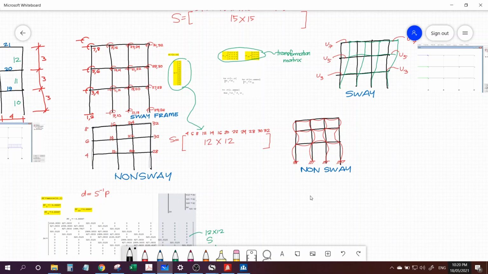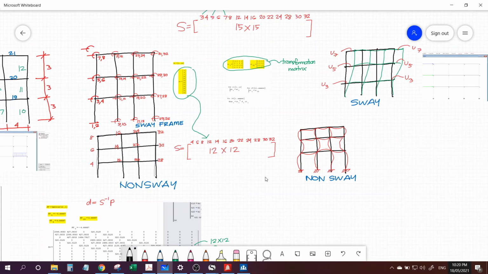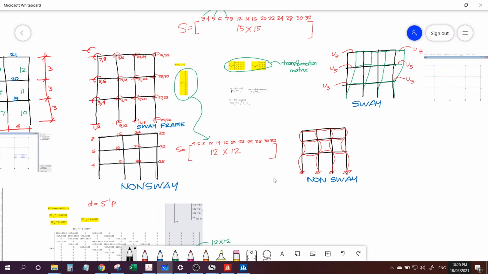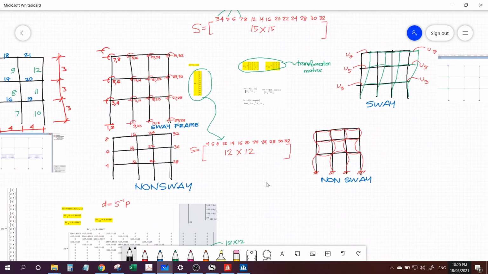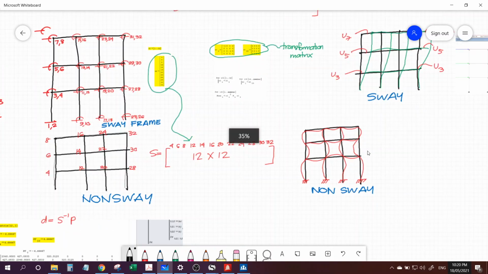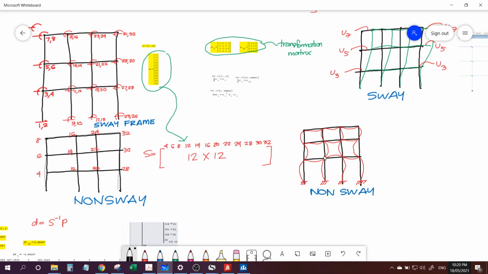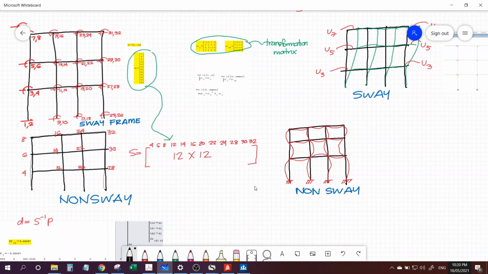I'll be discussing another example for a multi-story building, a three-story building analyzed in non-sway and sway analysis. For a non-sway behavior, we will only load the multi-story building with a symmetrical gravity load, such that it will not cause any sway.